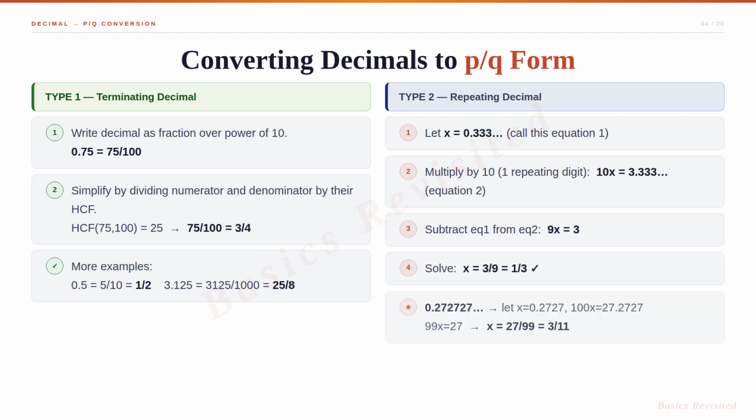Another example, 0.272727 repeating. Let x equal 0.2727, then 100x equals 27.2727, subtracting, 99x equals 27. So x equals 27 over 99, which simplifies to 3 over 11.